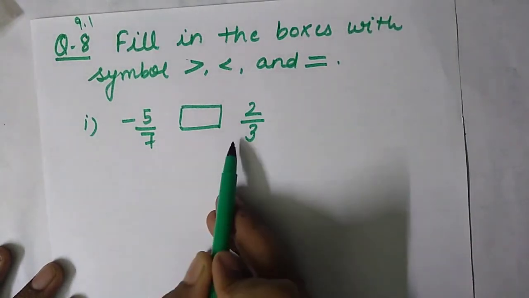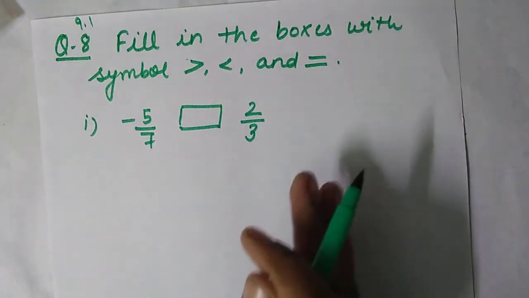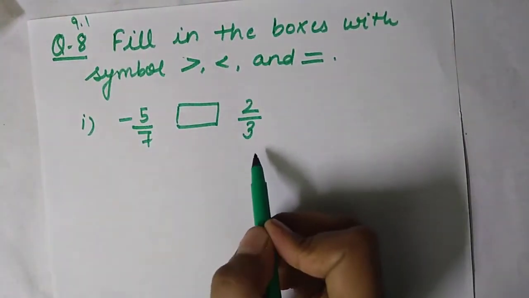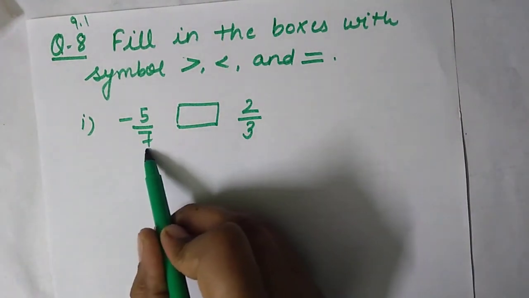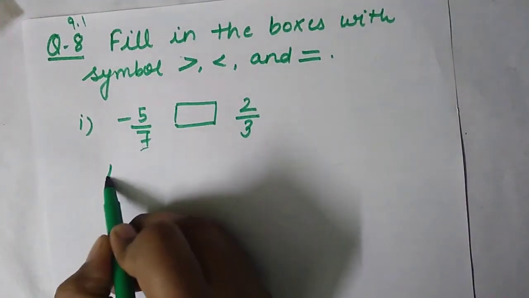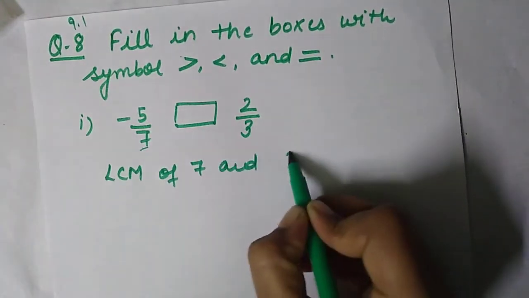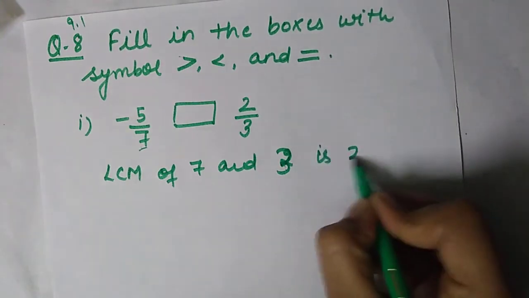So for comparing them, the first step you have to remember is to make the denominators the same. And how will you make the denominator the same? By taking the LCM of the denominators. Here the denominators are 7 and 3. So first I will take the LCM of 7 and 3, and that is 21.